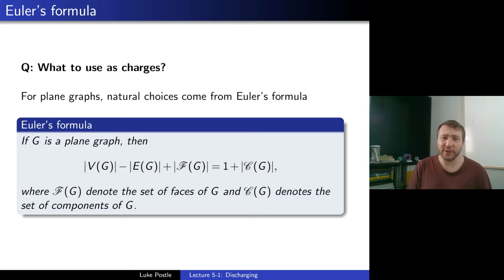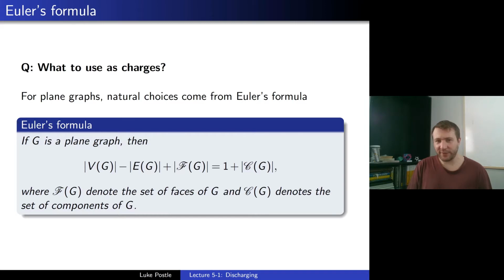So if you don't remember Euler's formula, here it is. If G is a plane graph, then V minus E plus F is equal to 1 plus the number of components. So I'm going to write squiggly F for the set of faces of G and squiggly C for the set of components of G. And so if you're connected, of course, this is the famous V minus E plus F equals 2, which you've probably seen, but that only holds for connected graphs.